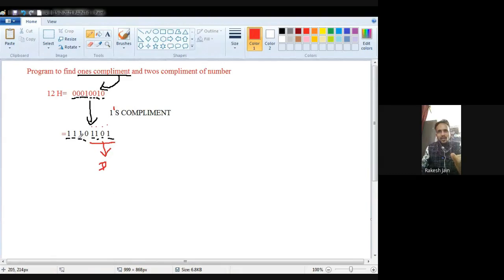And this is 1110. From the 8421 format it is 14, and 14 is E. So what is your answer? When 12H is converted into its ones complement, my answer will be EDH. Whenever we want to convert 12 in hexadecimal into its ones complement, the answer will definitely be ED in hexadecimal.